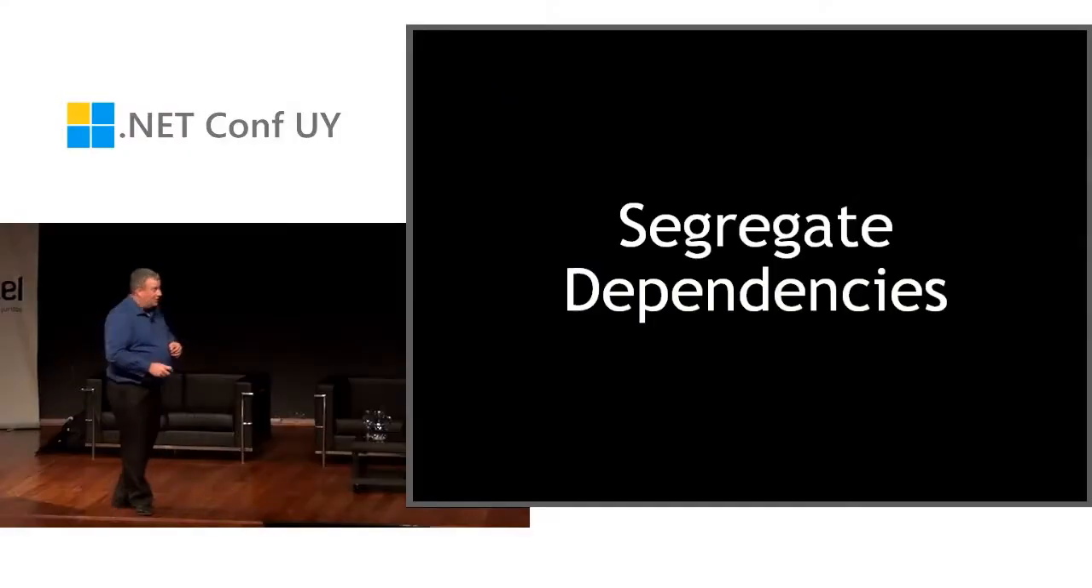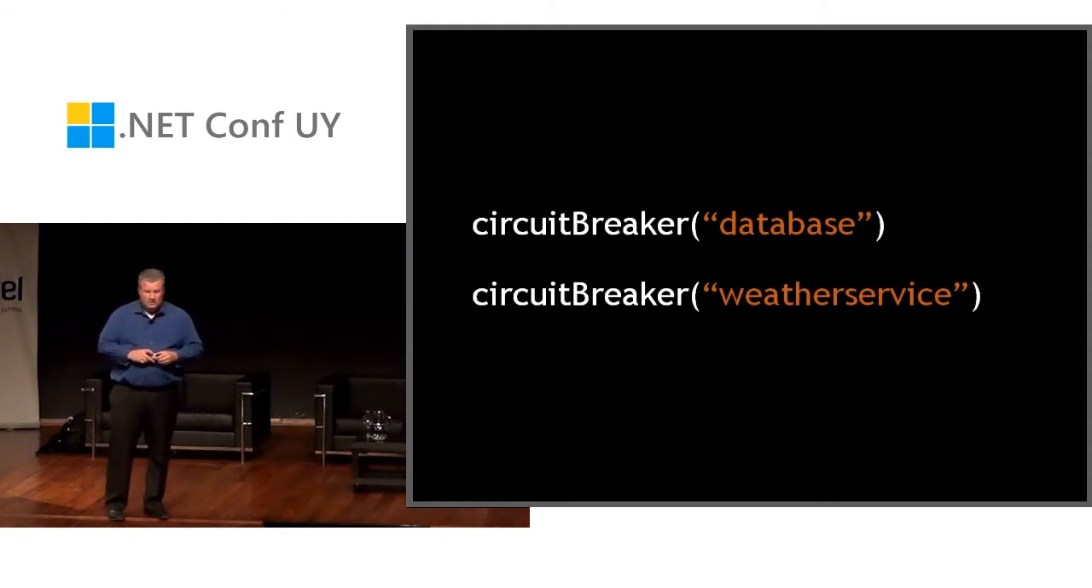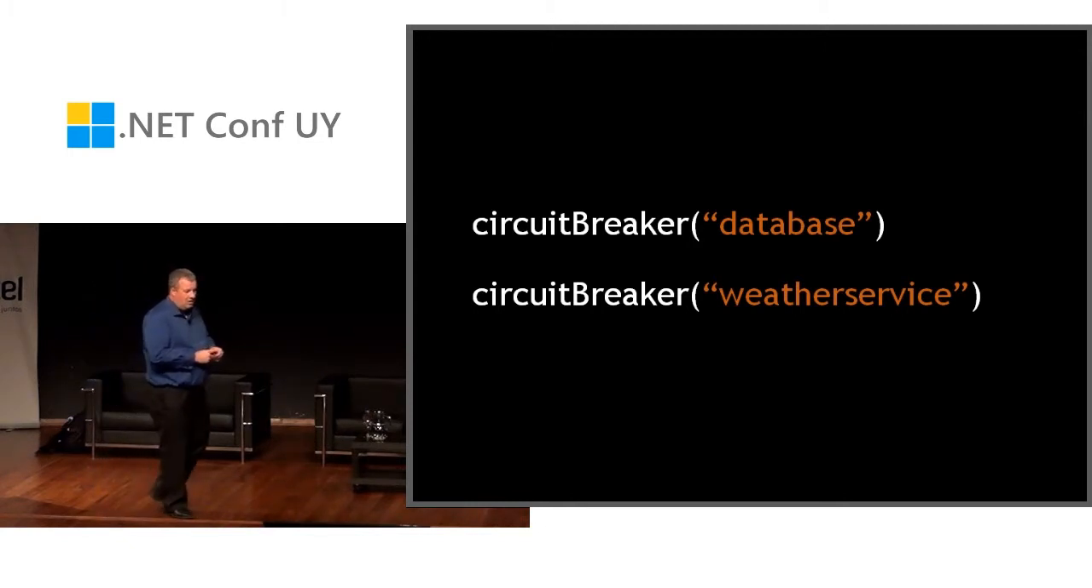And it's pretty easy to do. All we do is name our circuit breakers and use the different named ones in different places. So in this case, we've got one for the database and one for a weather service. We'd wrap the weather service code with the bottom one and wrap any database calls we wanted with the top one maybe.